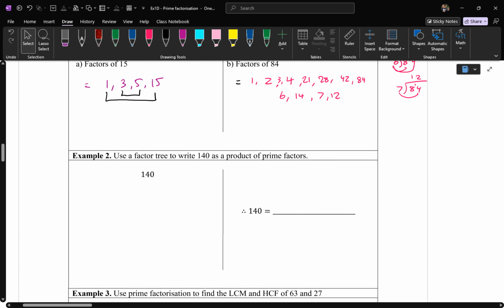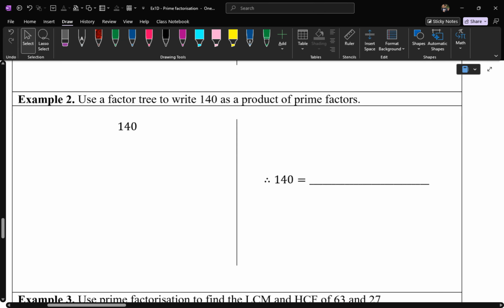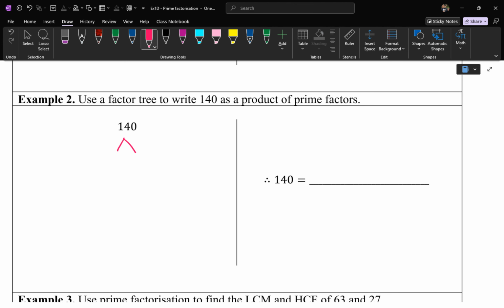Let's go to the next one, factor tree. So this is the skill that you need to learn for exercise 1D to do what I was trying to teach you. Factor tree means to break it up. Now, the nice thing is you can pick any 2 numbers. Doesn't actually matter. Give me the 2 most obvious numbers that you can think of times to each other to give you 140.